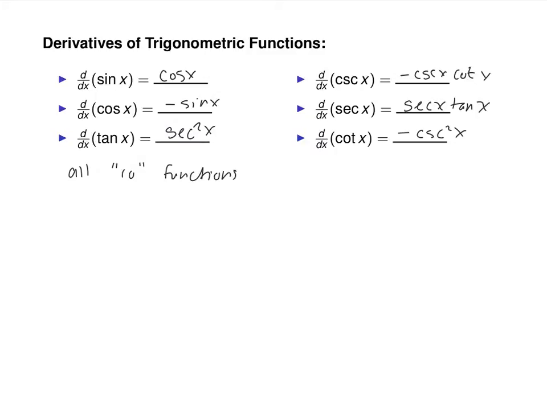All the co-functions have negative derivatives. Do you see that pattern? I didn't actually see it until a student pointed it out to me. What do I mean by co-functions? Cosine, cotangent, cosecant, right? So all of the co-functions have negative derivatives.